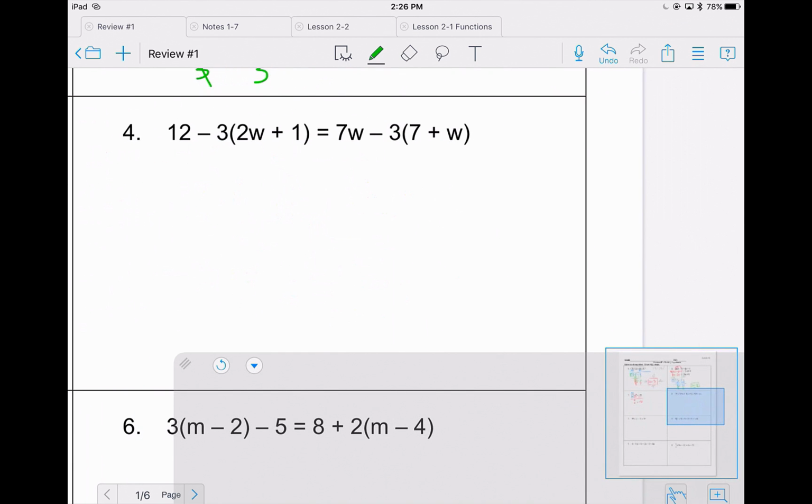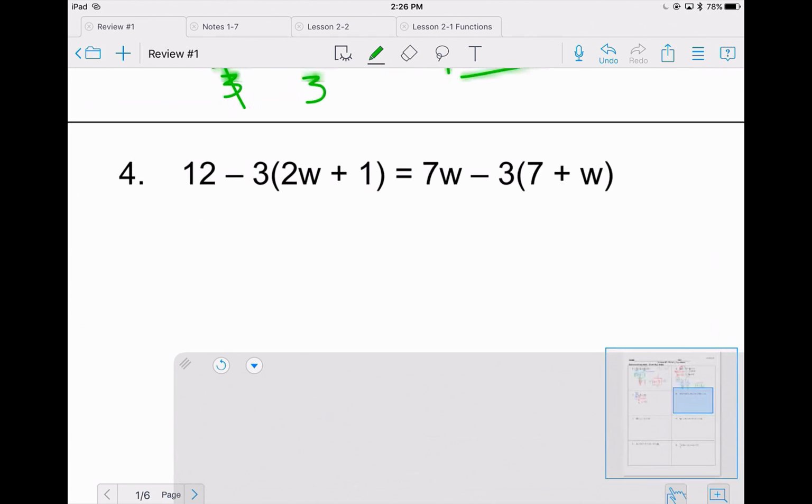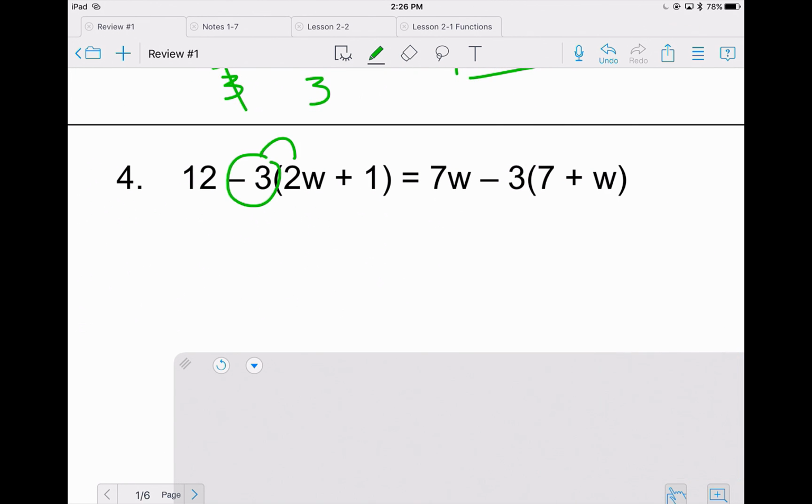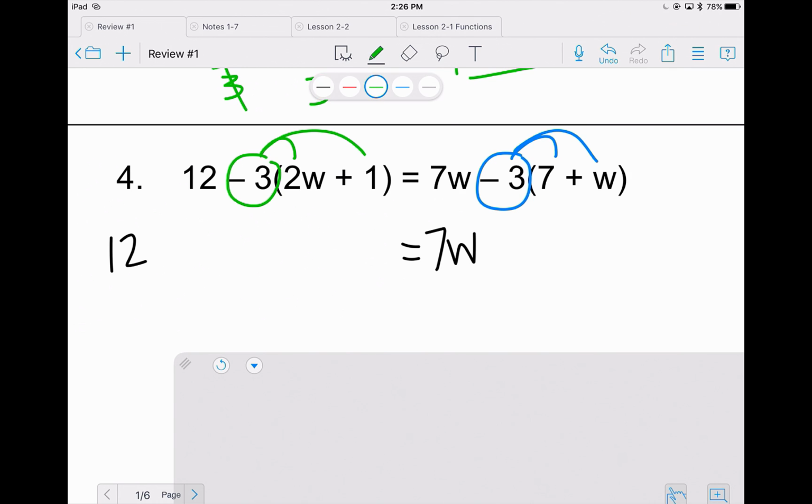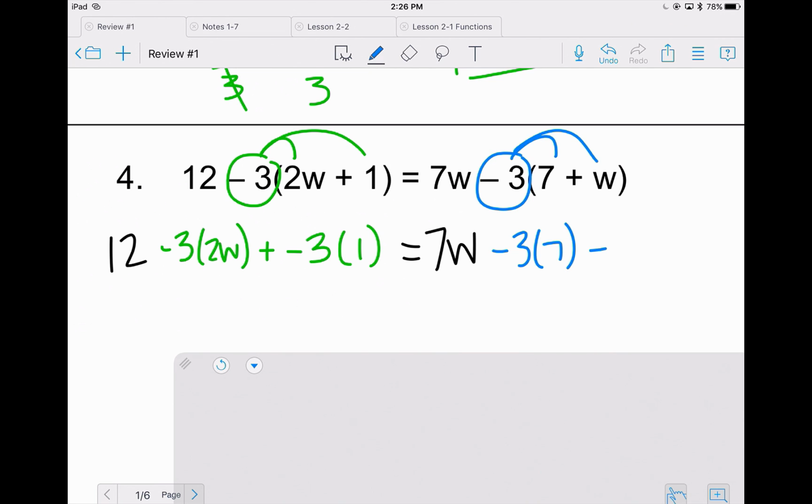For problem 4, we have double distribution. So I'm going to distribute in different colors, and if no change is happening, I'm going to make sure I leave it in black so you can see it's not going anywhere. So the 12 in front and 7w in front on the right side and the left side are staying. And then negative 3 times 2w, negative 3 times 1, negative 3 times 7, negative 3 times w.